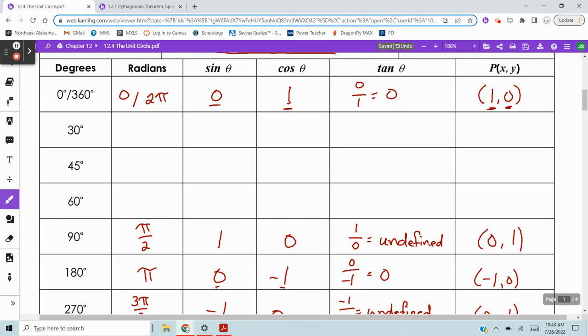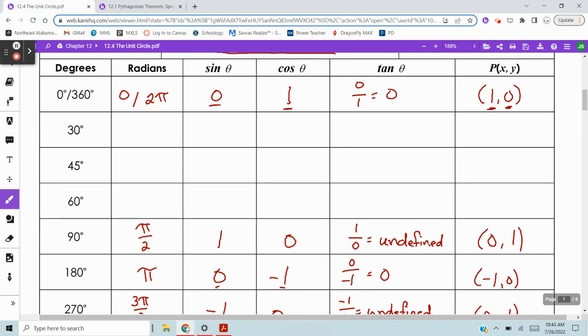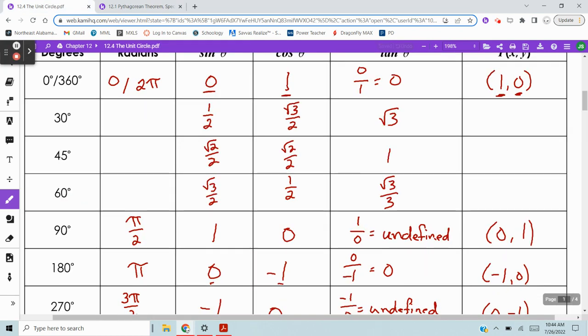Now, for the next part, we still have gaps in our chart that we've not filled out, but I do want to remind you of something. I want to go back to 12.1 where we discussed this. We've already actually found these values. We found the sine of 45, the cosine of 45, the tangent of 45, and the same thing for 30 and 60. So I'm simply going to take these values and fill our chart in. And there those values are.